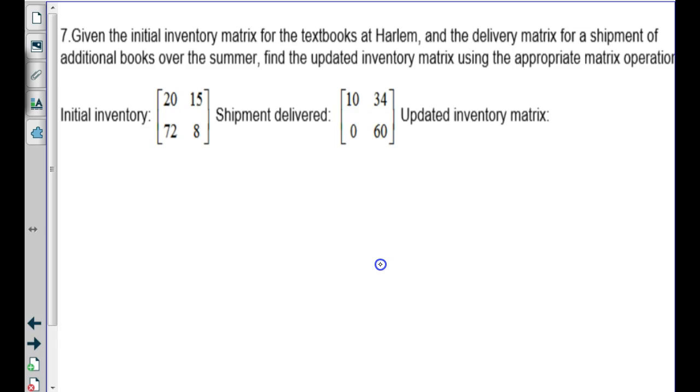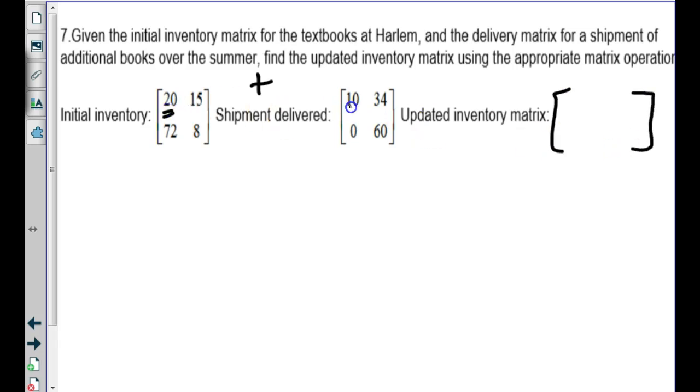Same with subtracting. All right, given the initial inventory for textbooks at Harlem and the delivery of a shipment of additional books over the summer, find the updated inventory. So what are we doing here? Yes, okay. Is everybody clear? Because somebody will subtract. We didn't ship these away, they were delivered to us, okay? So what's the answer?